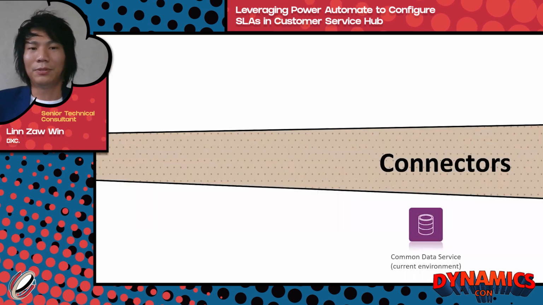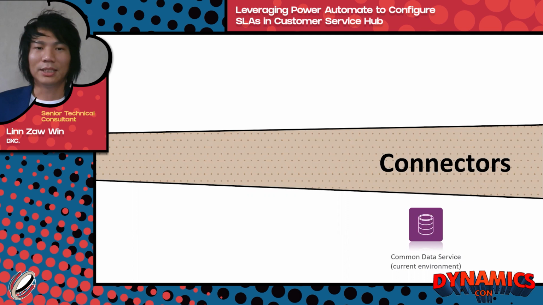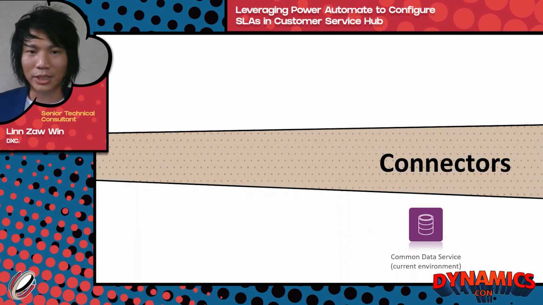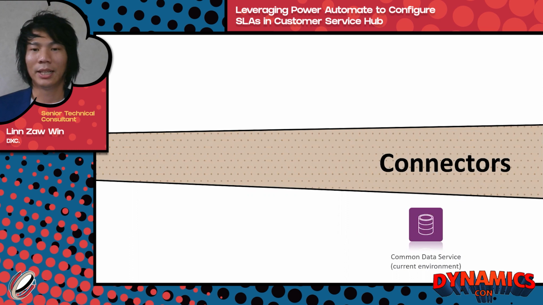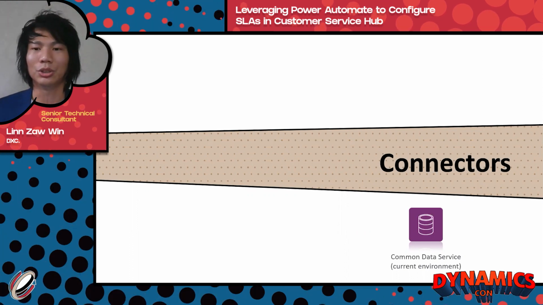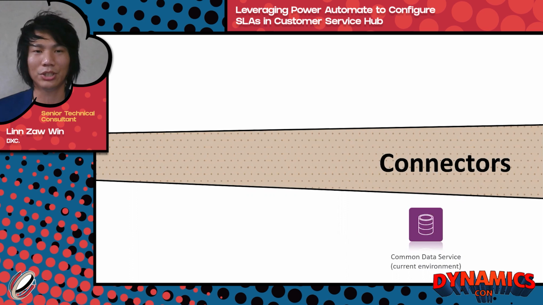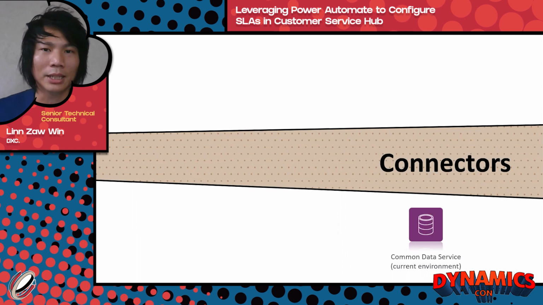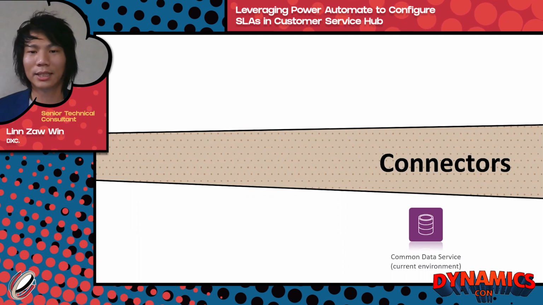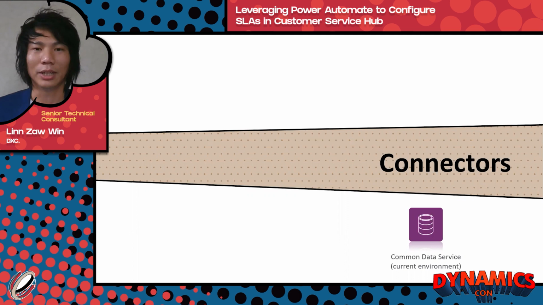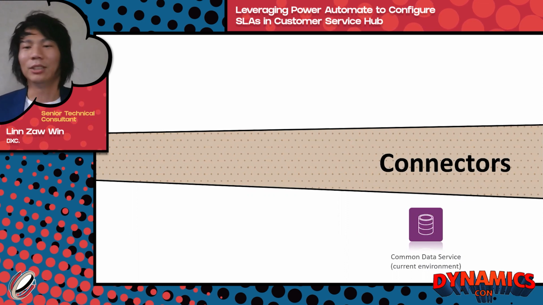So let's start with the first topic, which is about the connectors. For those who are not familiar, what does a connector mean in Power Automate? In Power Automate, connectors allow you to use the applications within your organization in your flows. Some connectors give you access to applications provided by Microsoft, such as Outlook or SharePoint, and there are also connectors that allow you to integrate third-party applications such as Slack or Twitter. You can also build custom connectors, but we're not going into that in this session.